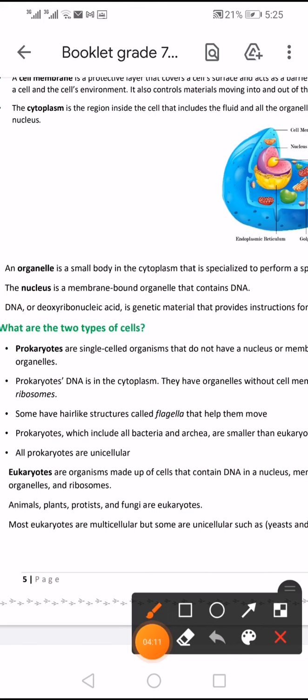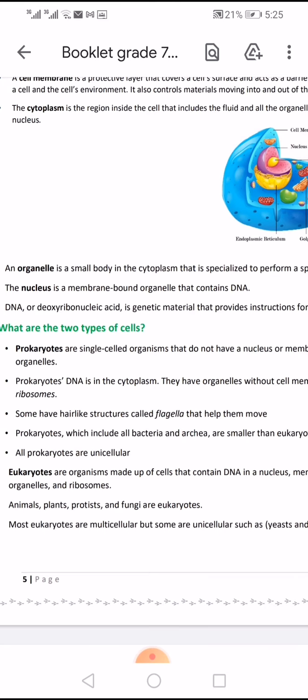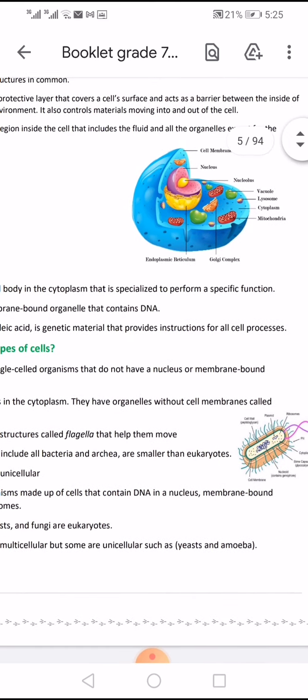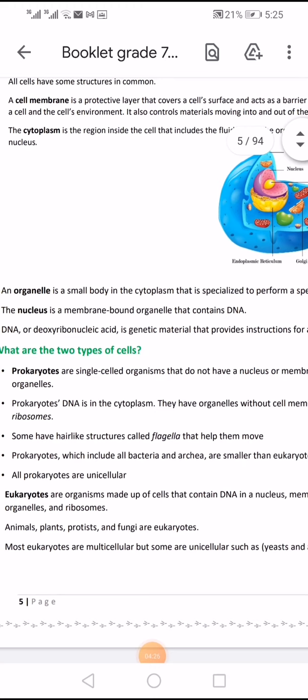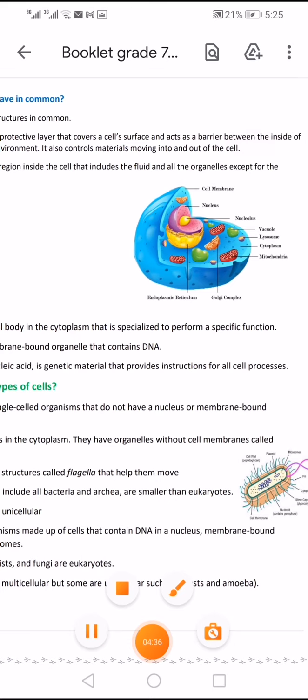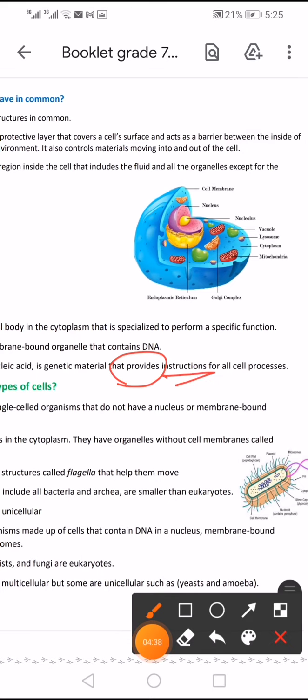DNA, or deoxyribonucleic acid, is a genetic material. So what is meant by DNA? DNA is a genetic material that provides instructions for all cell processes. Deoxyribonucleic acid, or DNA, is a genetic material that carries instructions for cell processes.